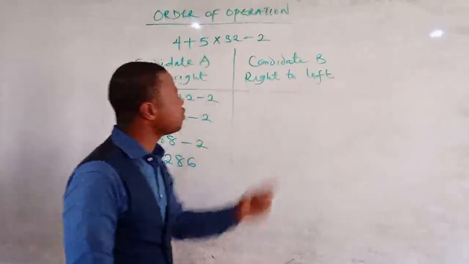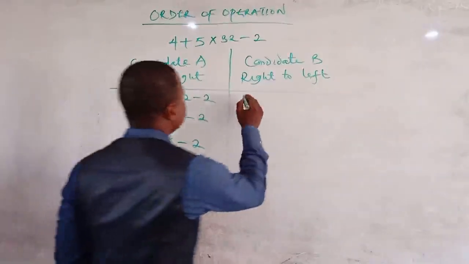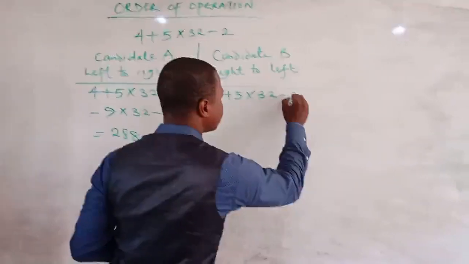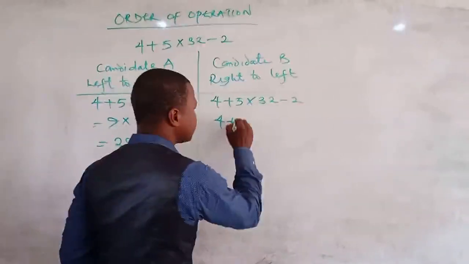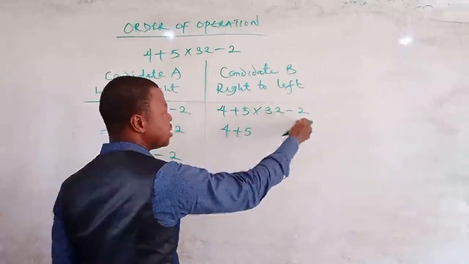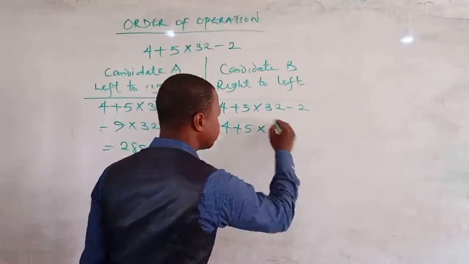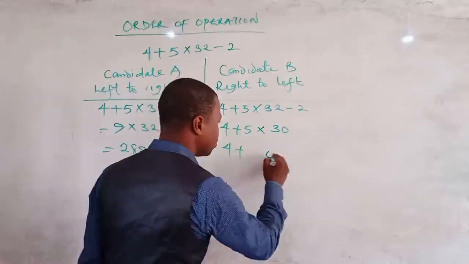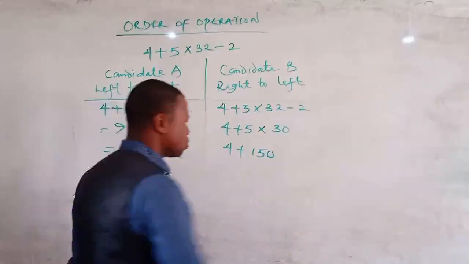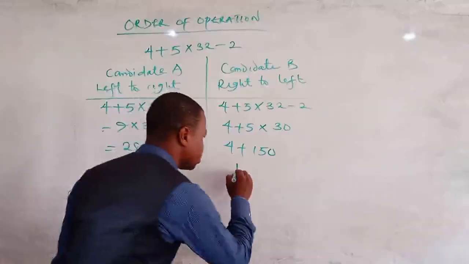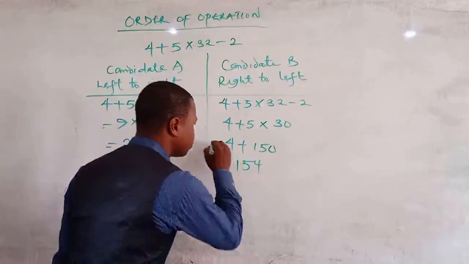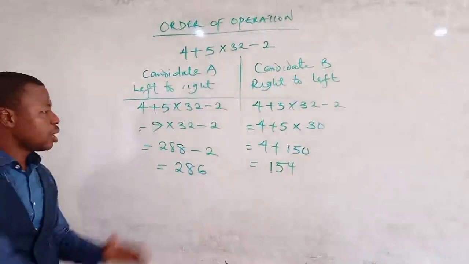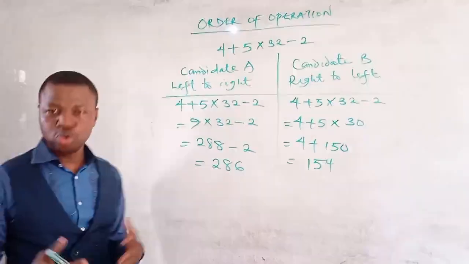Candidate B, solving from right to left, we have 4 plus 5 multiplied by 32 minus 2. Since we are solving from this side, that will be 32 minus 2, that is 30. So 4 plus 5 multiplied by 30: 5 times 0 is 0, 5 times 3 is 15. So this is 4 plus 150, that's 154. So here we have an expression with two different solutions.